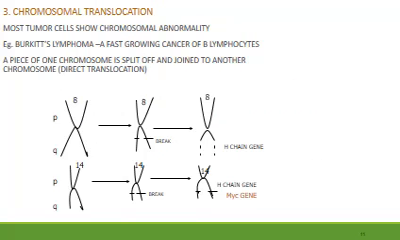The third mechanism is known as chromosomal translocation. Now, most tumor cells show chromosomal abnormality. For example, Burkitt's lymphoma, which is a fast-growing cancer of the B lymphocytes. In this case, a piece of one chromosome is split off and joined to another chromosome, and this is known as direct translocation. So you find that a piece of chromosome 8 is broken and it is joined to chromosome 14. And this process is known as direct translocation.